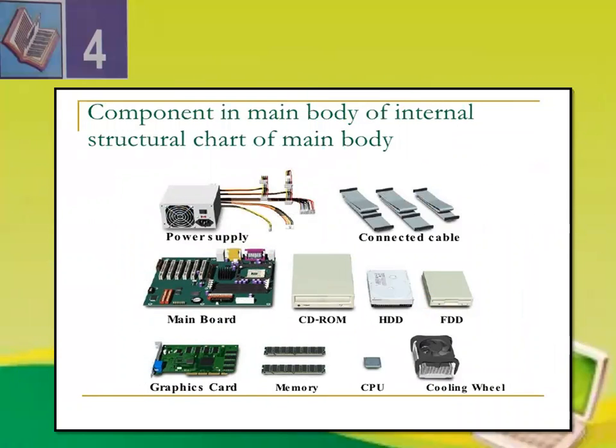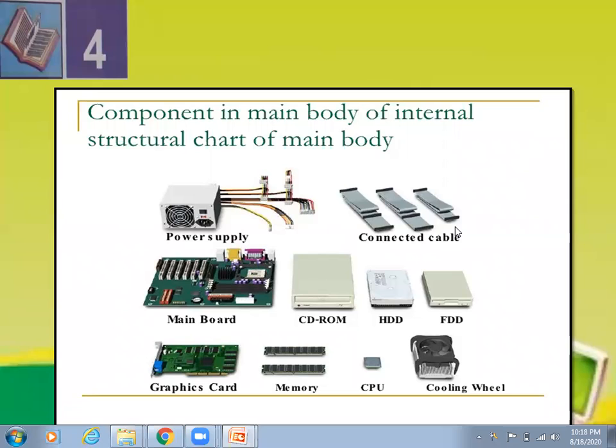Components in the main body: the internal structural chart of the main body shows the components on the motherboard. This is the power supply unit, with connected cables which are used to connect different components. Main board, motherboard, CD-ROM, hard disk, floppy disk. This is the graphics card, memory, RAM, DRAM. This is the CPU, microprocessor, cooling wheel, or a fan. All these components work together, are hosted on the motherboard, and tied together with the help of the connected cables.